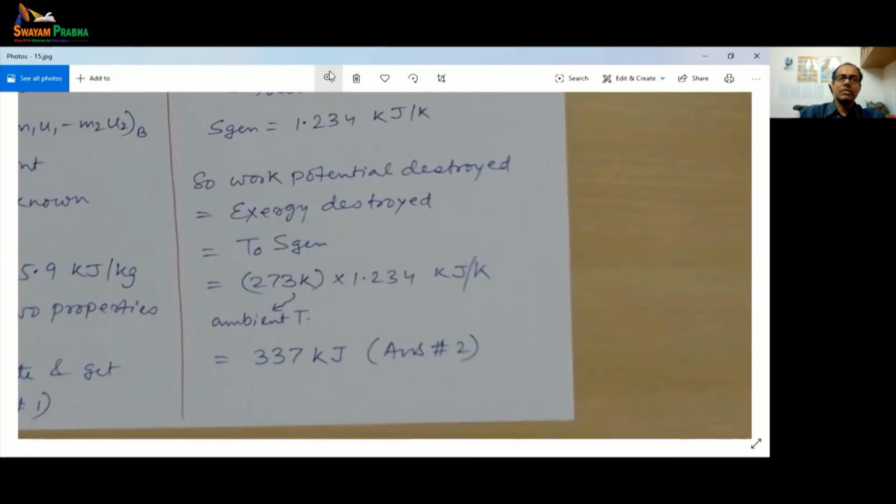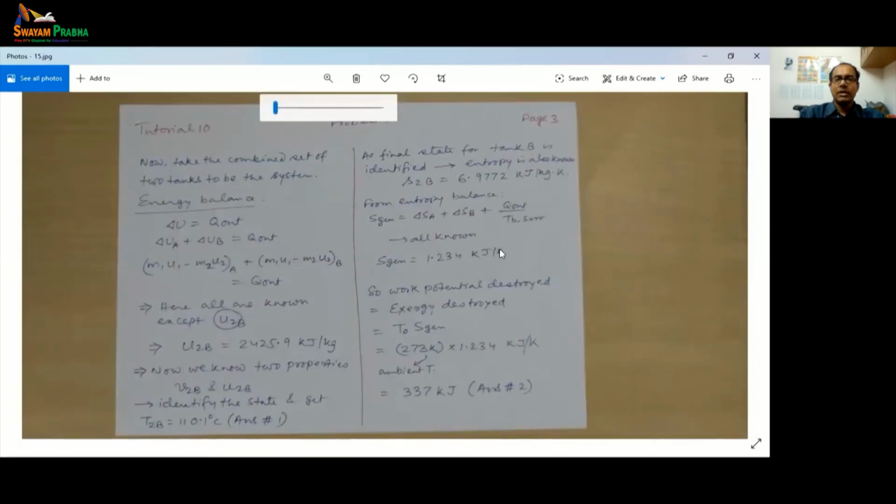Okay, so here we complete the 10th tutorial where we have looked at problems from the exergy chapter, which is chapter 8 of the book by Cengel and Boles.